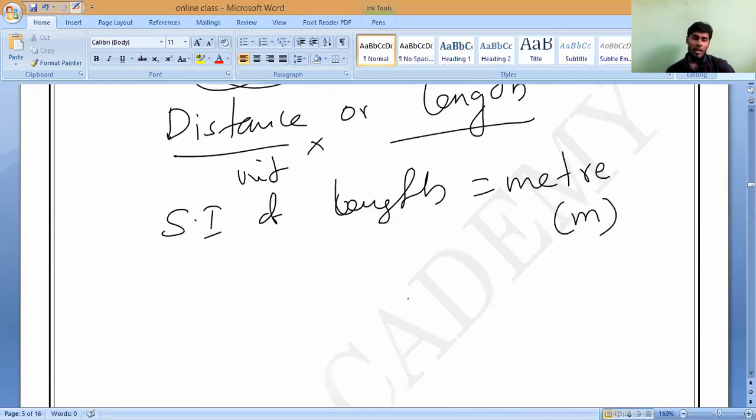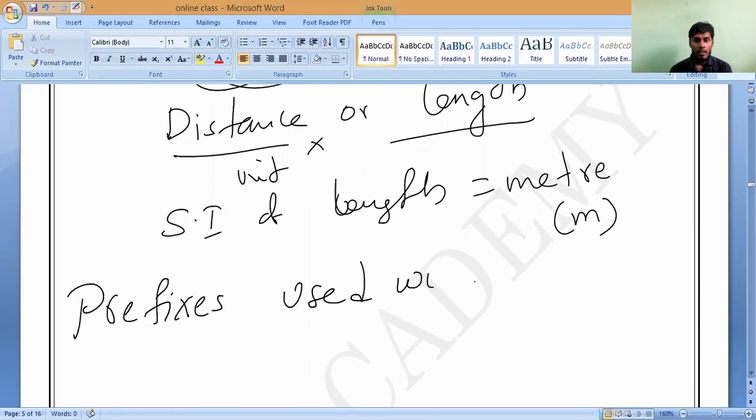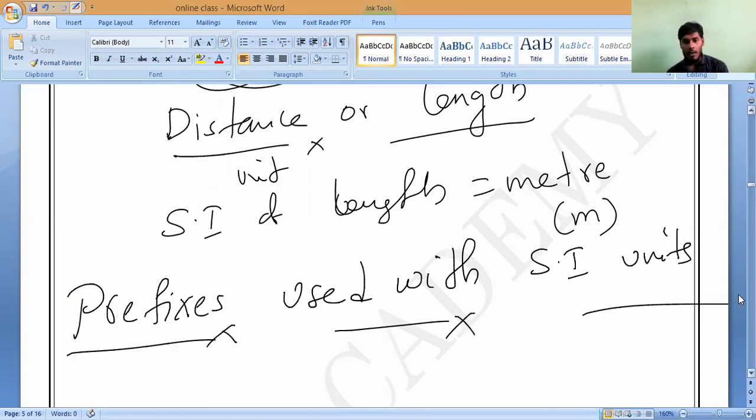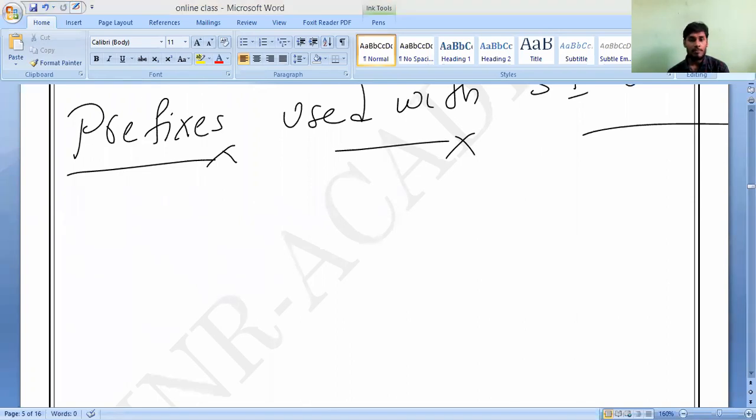Now, let us see. All of you please keep a heading: Prefixes used with SI units. Now, let us discuss. What is the meaning of prefix? Prefix means a kind of word used before the name. That is what you should remember.